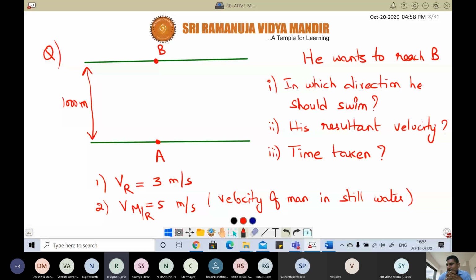Sir, 143 degrees with positive x-axis direction. With positive x-axis, 143 will be 90 plus 53 degrees. No, it's not 53. Please check.